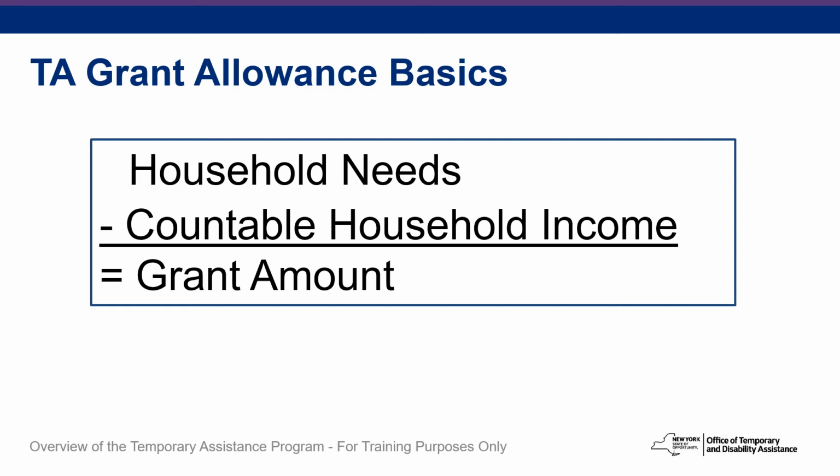In order to calculate a TA grant, the household's needs are determined and then household income is subtracted from the needs. The resulting figure is the TA grant amount. To determine household needs, standard or maximum amounts based on household size are used for costs that a household typically incurs. These are referred to as allowances and include shelter, heating, utilities, and basic needs allowance or personal needs allowance. The allowance is only included in the household needs if the household actually incurs that cost.